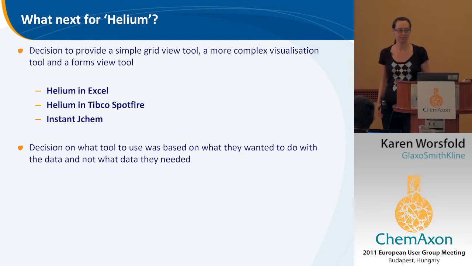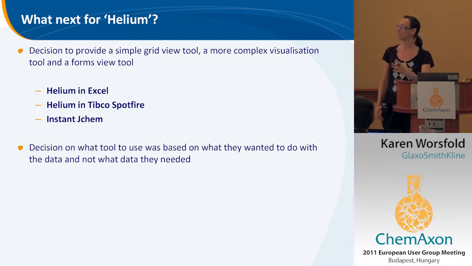So we looked at all the situation, all the data there, and this is what we decided to do. We thought we'd integrate Helium into Excel so that it was an easy access tool for a grid visualization. We would have Helium in TIBCO Spotfire, so you could still do the more complex visualizations and the larger data sets, the bigger scale, and then Instant JChem to do the forms view. So it wasn't quite as simple as maybe we initially hoped we could do, but it still obviously is fewer applications than we had in that legacy situation.